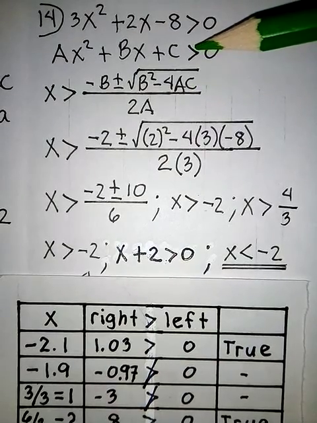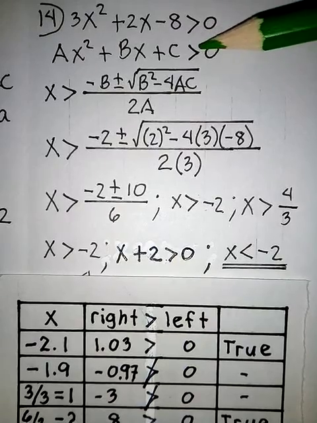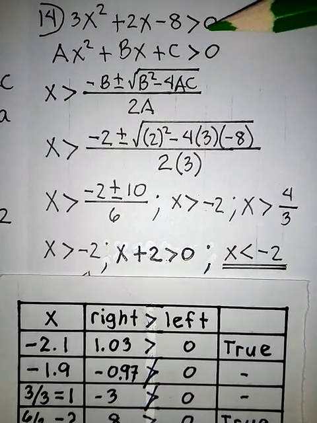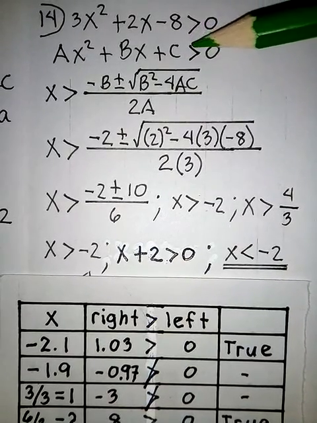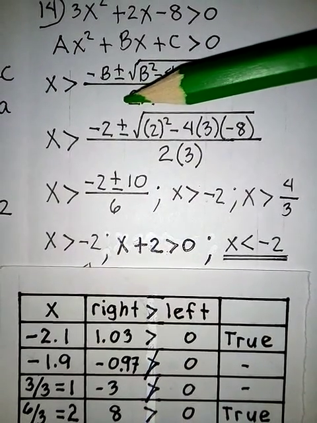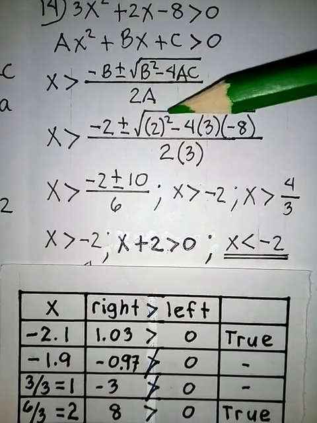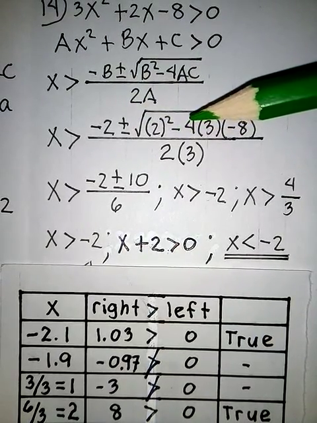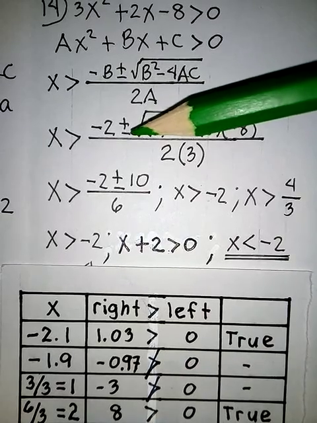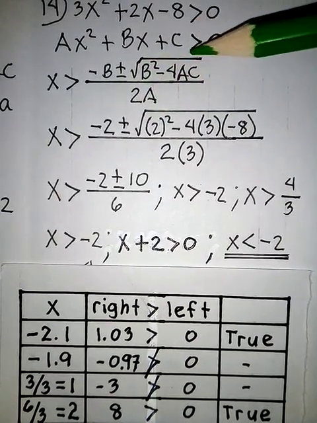Our general quadratic equation is ax squared plus bx plus c is greater than 0, based on this given equation. So, our quadratic formula will be x is greater than negative b plus or minus square root of b squared minus 4ac, all over 2a. So, just substitute all the given values of a, b, and c.